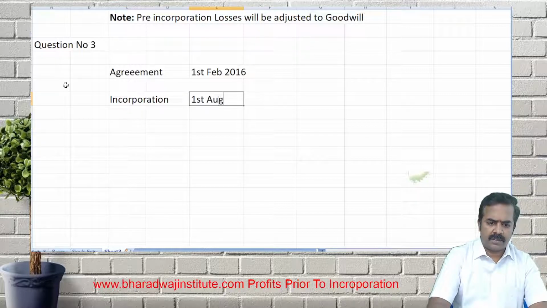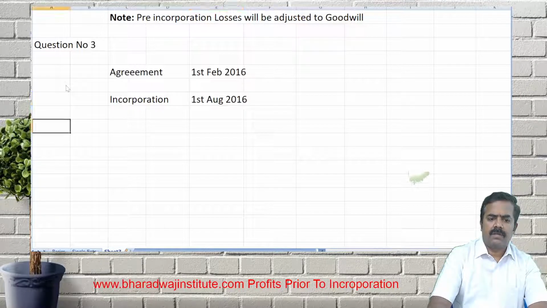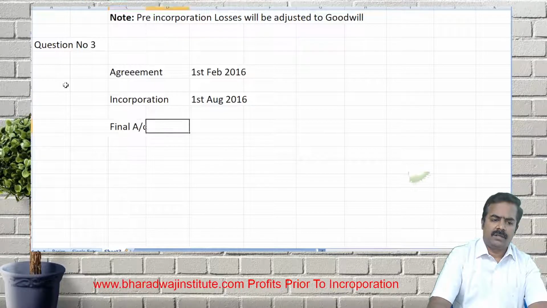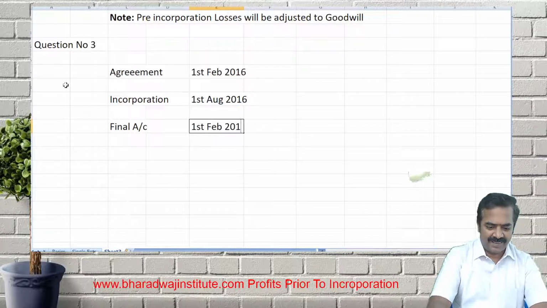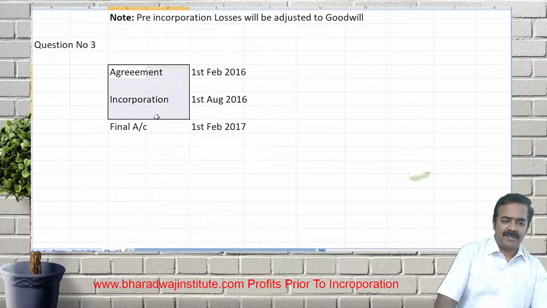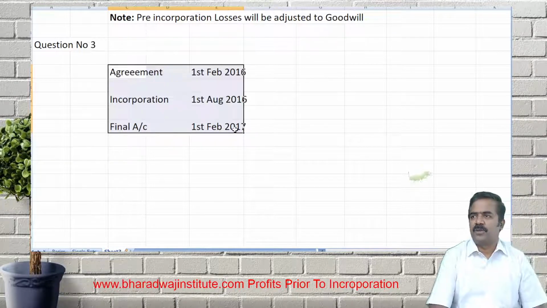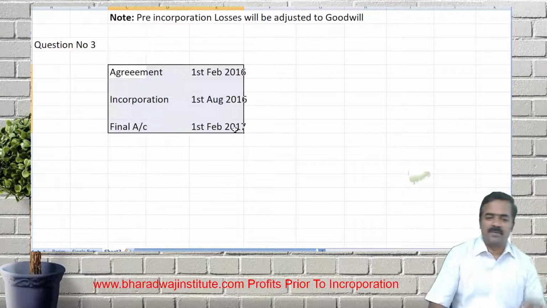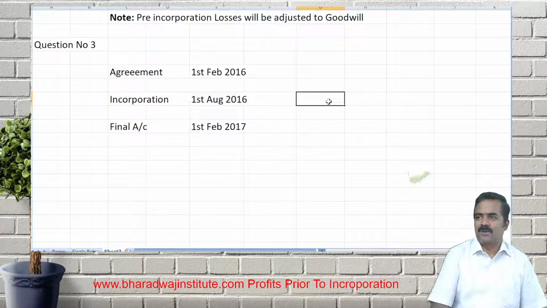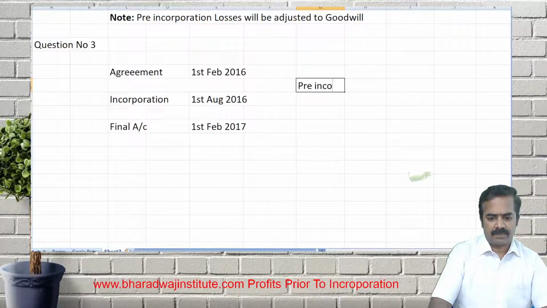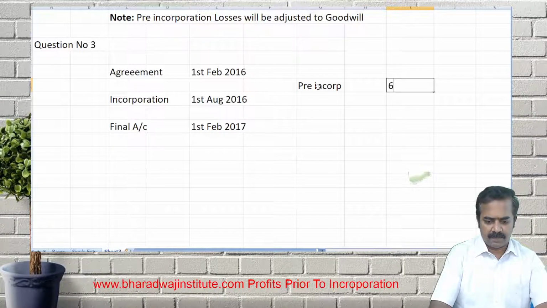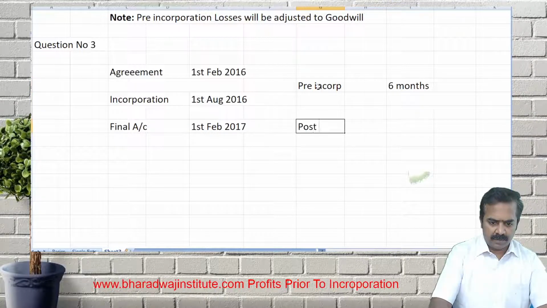Sir, practical. First August. What will the accounting period be like? In the exam it can be anything. Practically, it is always 1st April to 31st March. Everybody should follow a uniform financial year. Okay, from the examination point of view, they can give October to September also. So, pre-incorporation, how many months? 6 months. Post-incorporation, how many months?